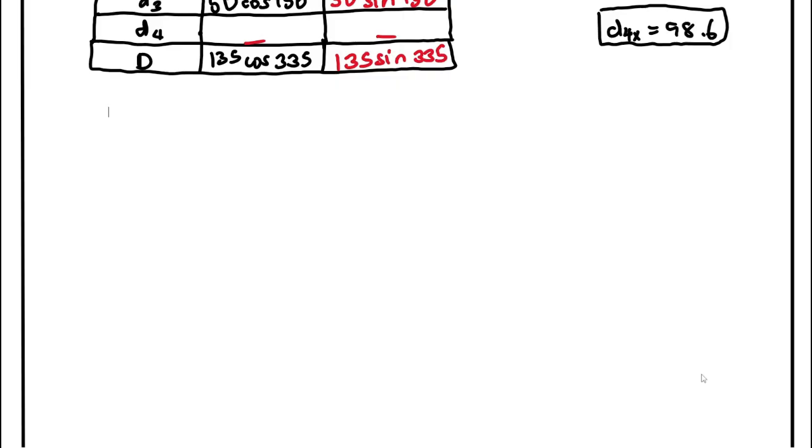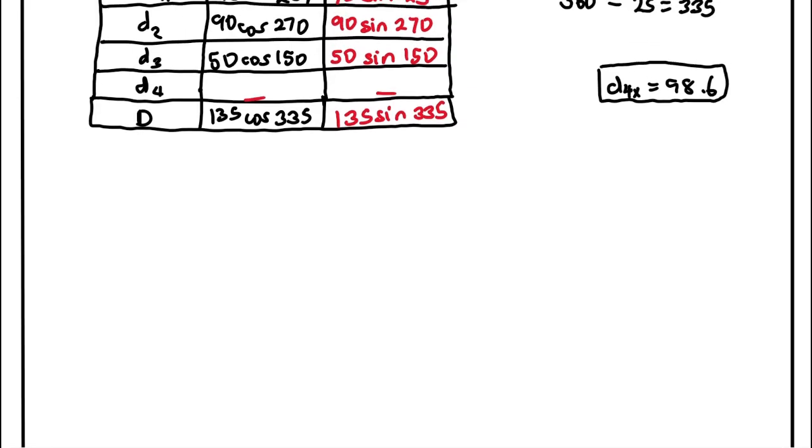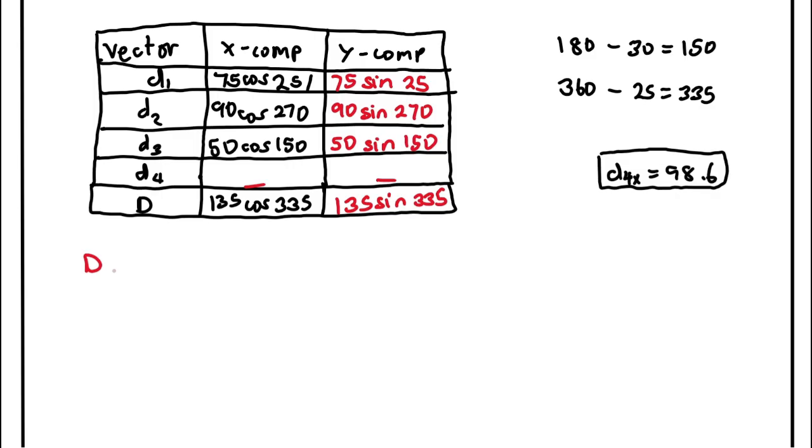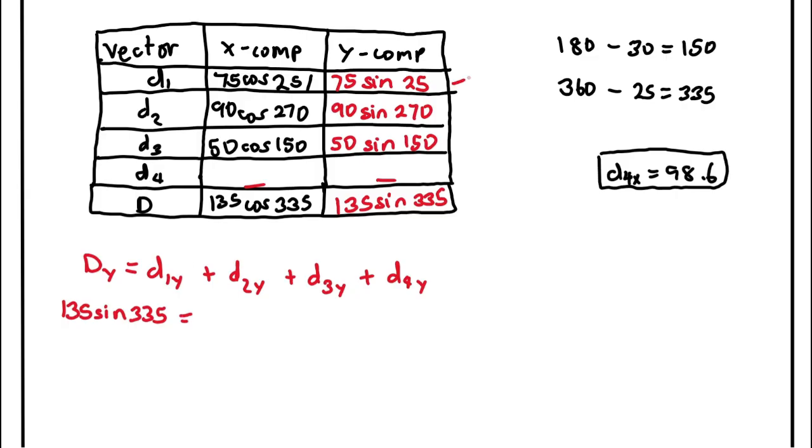Next, we need to find d4y. By the same process, d in y is going to be equal to d1y plus d2y plus d3y plus d4y. dy is 135 sin 335. d1y is 75 sin 25.